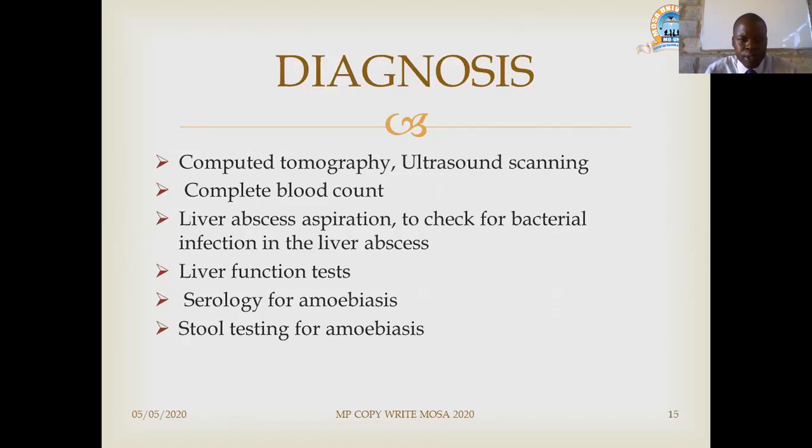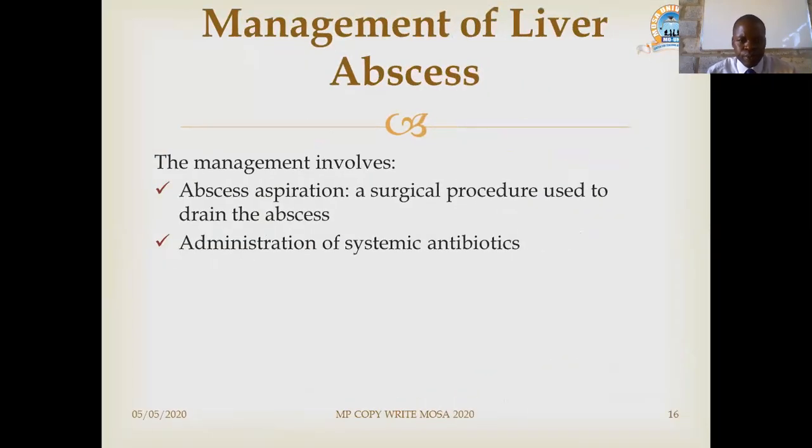If the liver abscess is due to fungal, like we said in the etiology, there are about 3 things that can bring about abscess in the liver: pyogenic, through accumulation of microorganisms due to an infection. We also talked of fungal or amoebiasis through Entamoeba histolytica. We can also do stool testing for amoebiasis.